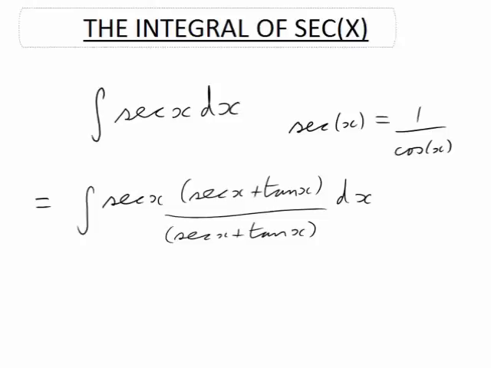I've multiplied the sec x by sec x plus tan x over sec x plus tan x. Of course, that combination is 1, so it hasn't changed the integral, but it has made it easier to handle, believe it or not. Let's expand out the top.